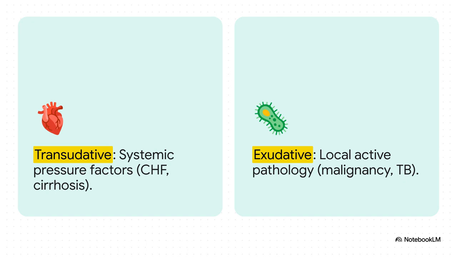Transudative effusions are caused by systemic factors that mess with the body's hydrostatic and oncotic pressures. In these cases, the pleura itself is completely normal. We're talking about conditions like congestive heart failure, liver cirrhosis, or nephrotic syndrome. Exudative effusions, on the other hand, mean there's active, local pathology disrupting the pleura. It's either increasing capillary permeability or physically blocking lymphatic drainage. The major culprits you're looking out for here are malignancy, parapneumonic effusions, and TB.